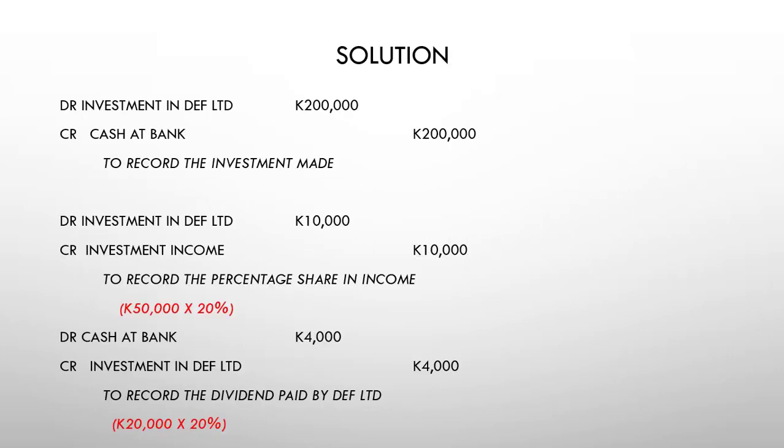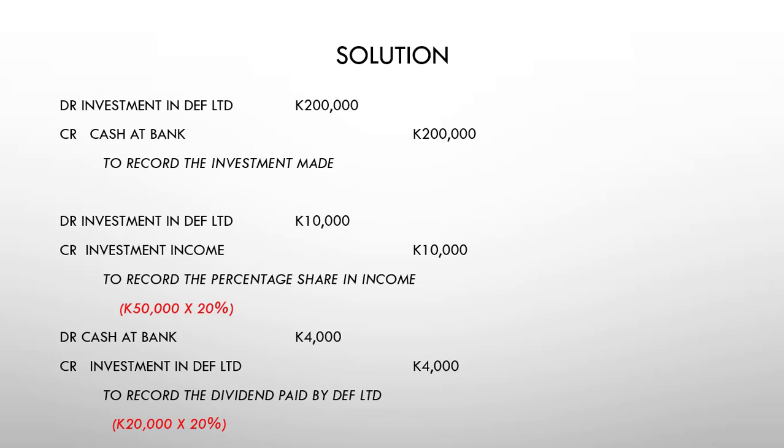So the journal entry will be, to journalize the investment: debit investment in DEF and credit cash at bank. And then for the share in income: debit investment in DEF and credit investment income, 10,000 kina. So this will be part of the PL, or profit or loss statement. There will be a calculation down below, 50,000 multiplied by 20%.